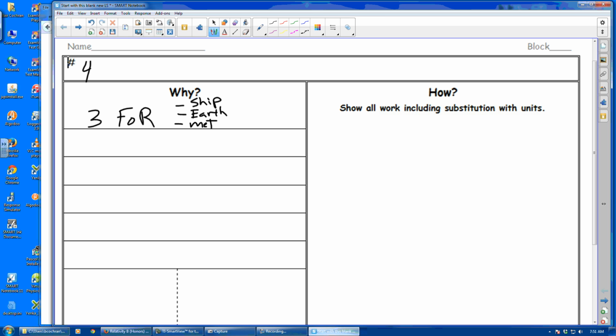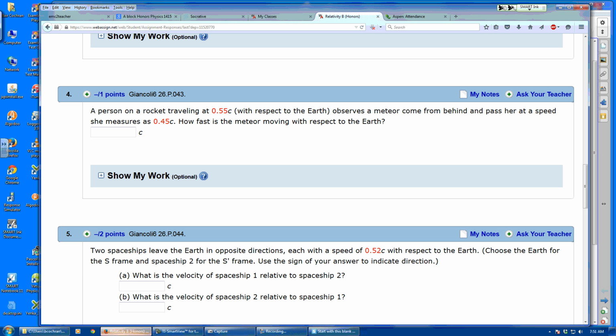Which one are we going to take as the stationary frame of reference? Okay, we'll do it for the Earth. And that's good because I think they ask us how fast is the meteor moving with respect to the Earth. So it's good to take the Earth as the fixed one.